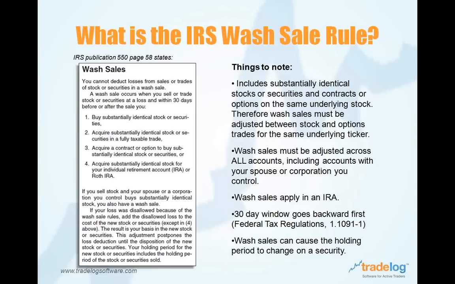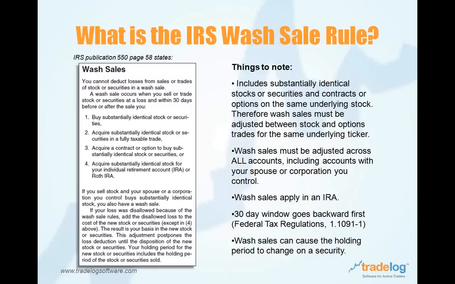Wash sales must also be adjusted across all accounts. So if you have multiple brokerage accounts or even multiple accounts with the same brokerage firm, wash sales have to be adjusted across those accounts. So you might sell a security in your Fidelity brokerage account, and then you buy the same security within a 30-day window in an E-Trade account, for example. Well, there might be a wash sale that goes between those accounts. This also applies, as we read in the rules, to accounts that your spouse owns or a corporation that you control. Wash sales also have to be adjusted across those. So you can see how this can get very complicated in making these adjustments.